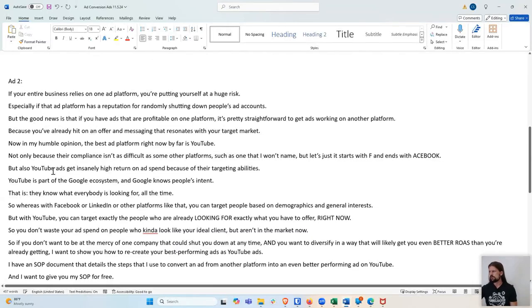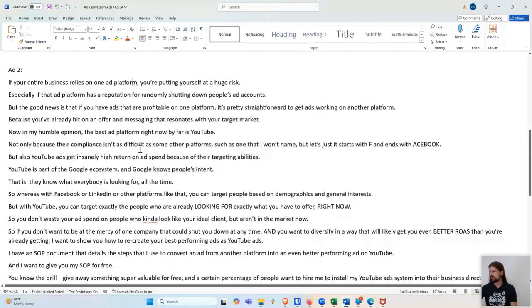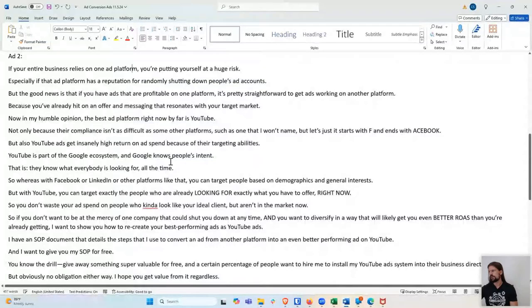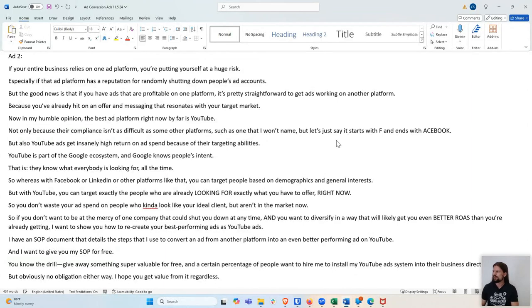Not only because their compliance isn't as difficult as some other platforms, such as one that I won't name, but let's just say it starts with an F and ends with an Acebook. But also, YouTube ads get insanely high return on ad spend because of their targeting abilities. YouTube is part of the Google ecosystem, and Google knows people's intent. That is, they know what everybody is looking for all the time.